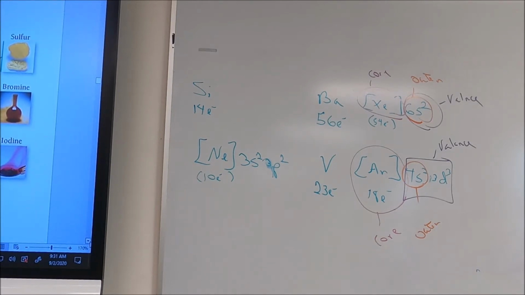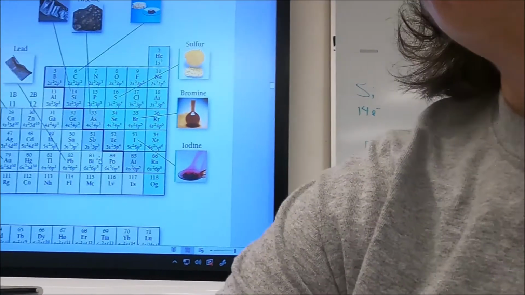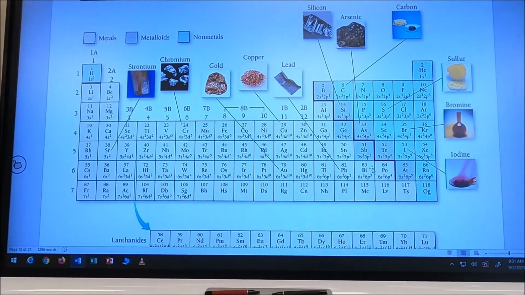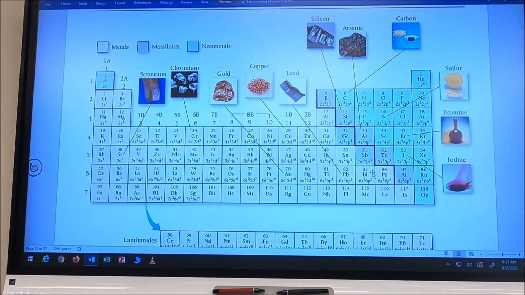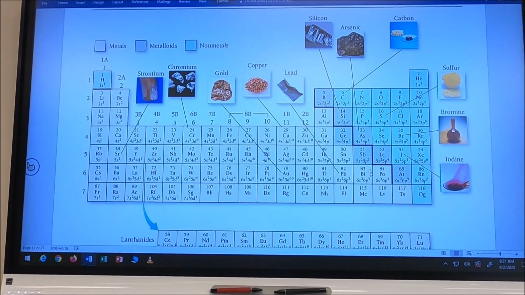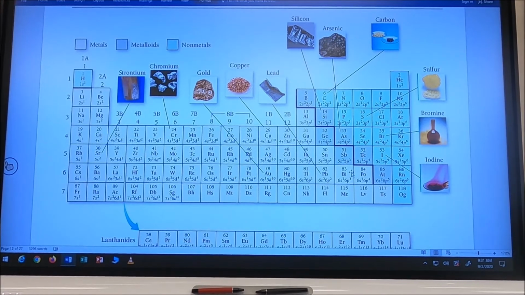All right, let's look at the periodic table one more time and kind of talk about some things, reinforce some stuff. Okay, let's look at this periodic table.